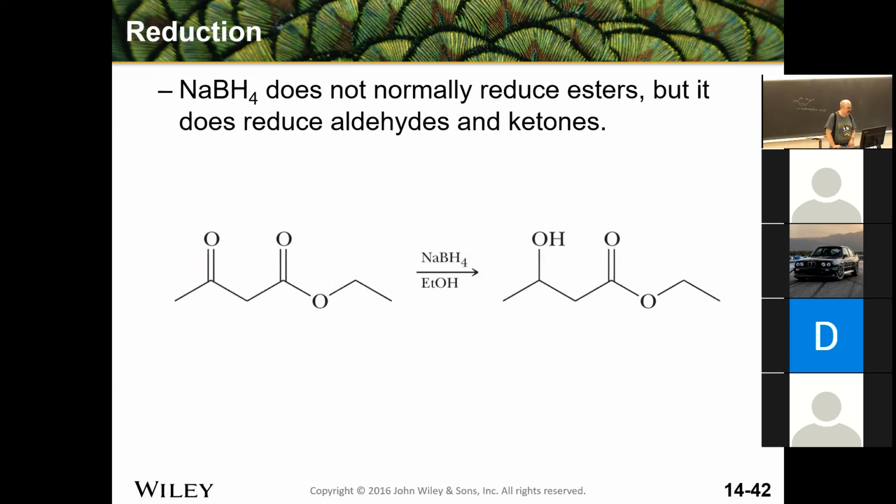Sodium borohydride, while it reduces aldehydes and ketones, does not reduce esters. So here we have a ketoester. Sodium borohydride only affects the ketone, it doesn't affect the ester.